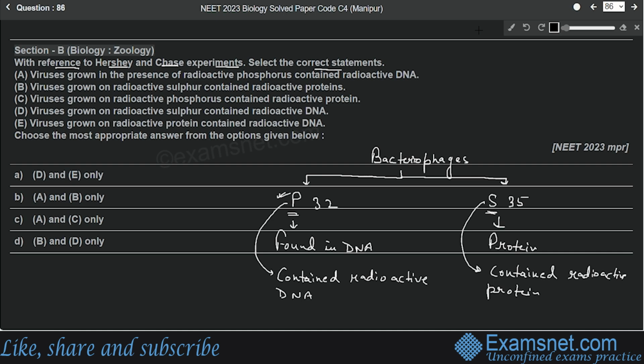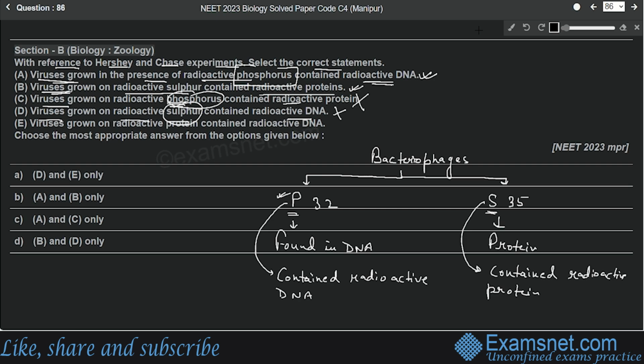First statement says that viruses grown in the presence of radioactive phosphorus contained radioactive DNA. Yes, this is a correct statement, as we have seen, because phosphorus is a component of DNA. Then the second statement says viruses grown on radioactive sulfur contain radioactive proteins. This is also true because sulfur is found in proteins. Third statement says viruses grown on radioactive phosphorus contain radioactive protein. This is not correct because phosphorus is not found in protein. Then the fourth statement says viruses grown on radioactive sulfur contain radioactive DNA. This is also incorrect because sulfur is not a component of DNA.